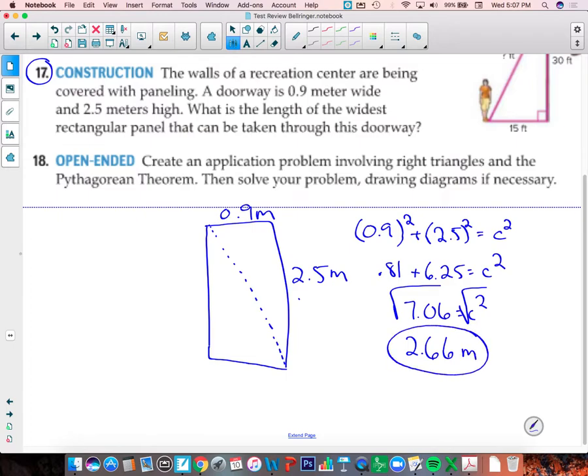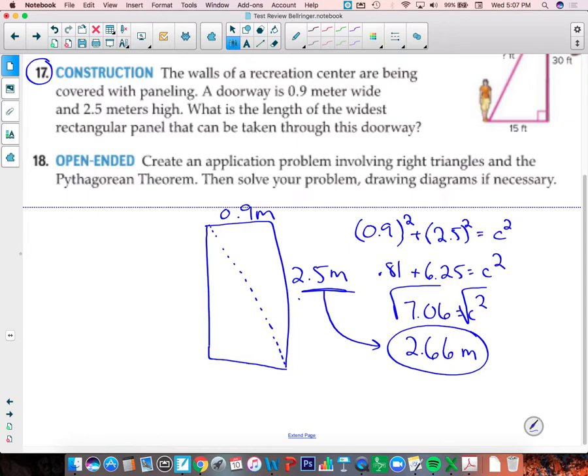So that's the longest rectangle that you can fit through that doorway. And if you think about a little number sense here, that does make sense because this side is 2.5 and my diagonal would just be a little bit bigger, so 2.66. Okay, so that's your answer for that one.